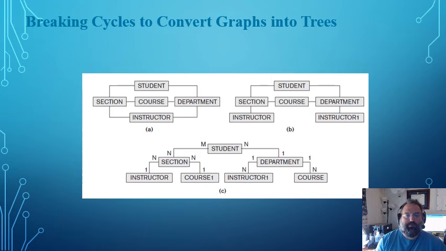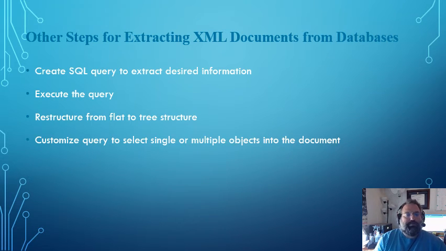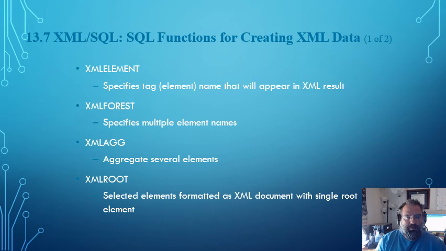Breaking cycles to convert graphs into trees: sometimes you have cyclic representations. You're going to basically pick something to be the root and hang it off of that, so to speak. Other steps for extracting XML documents from databases are to create an SQL query to extract the desired information, execute the query, restructure from a flat to a tree structure, and customize the query to select a single or multiple objects into the document. There's also some database systems that support the concept of you simply adding something like FOR XML and it'll do some of that work for you.